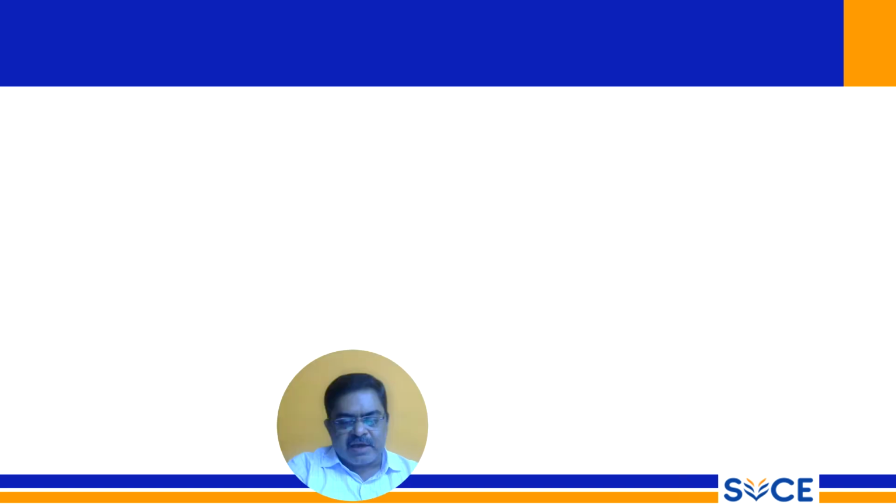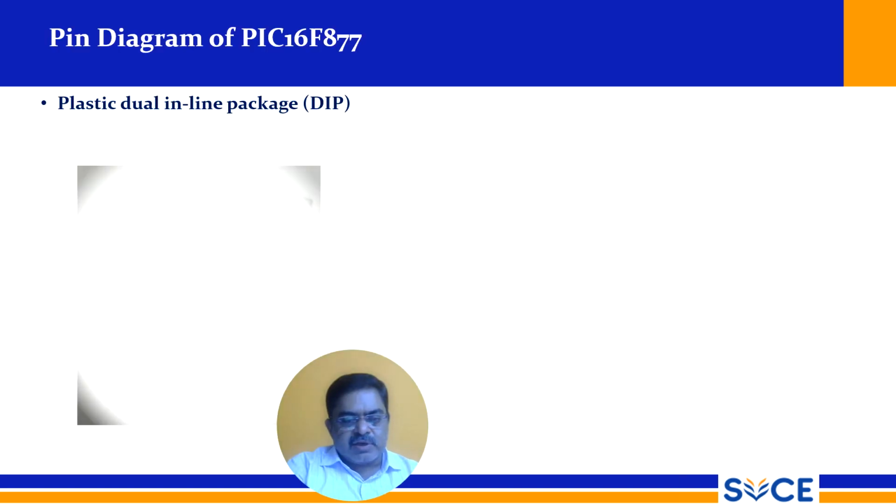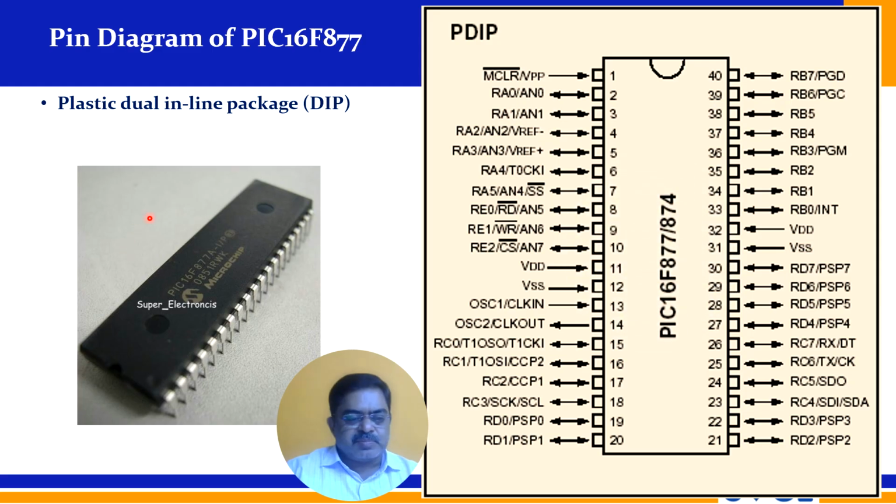And its pin diagram is also shown. This is the chip, an IC, an integrated chip, and it is a plastic dual inline package, DIP. It has 40 pins, and this is the notch. As we have seen in the pin diagram of 8051 and 8085, you have to start counting from the left-hand side of this notch, and you have to count the pins in the counterclockwise direction.